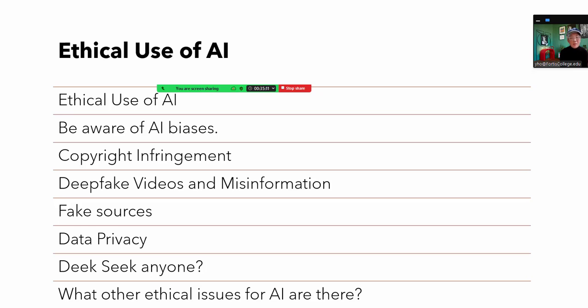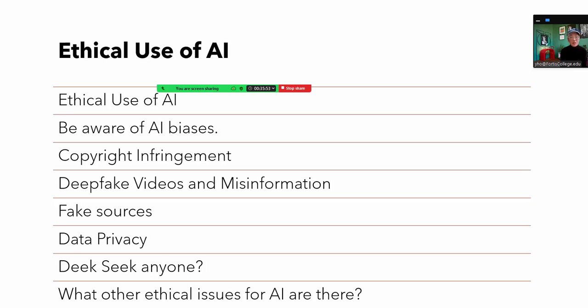So deep fake videos are something to look out for. Fake sources: I tell students not to use AI if they're writing a paper, because AI hallucinates its sources. There was this story of a couple of lawyers, one in the United States, the other in Australia, and both of them used AI to look up legal cases. It turned out those cases didn't exist because AI made them up. I think the one in the United States had to pay a $5,000 fine, and the one in Australia got reprimanded.